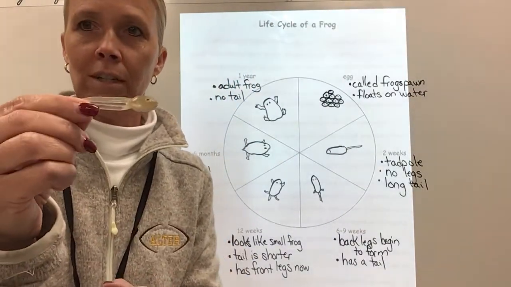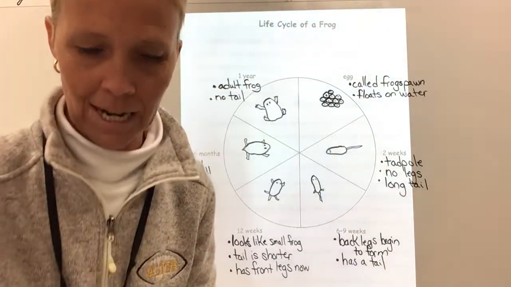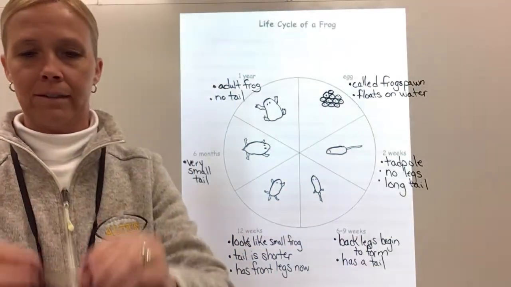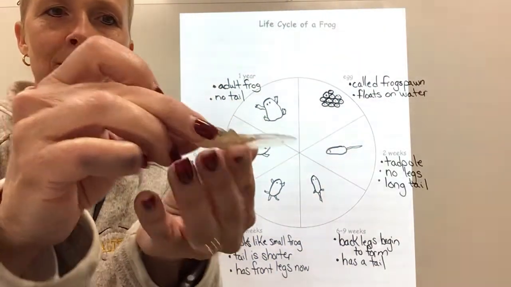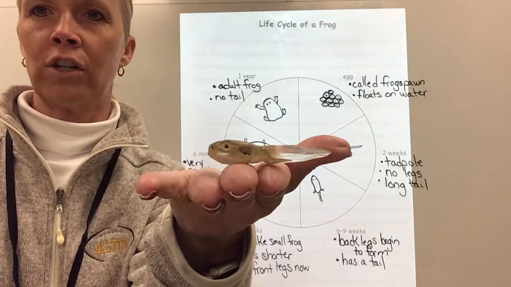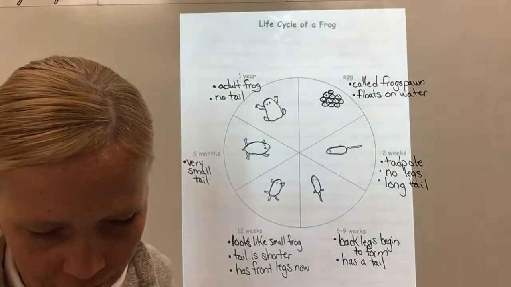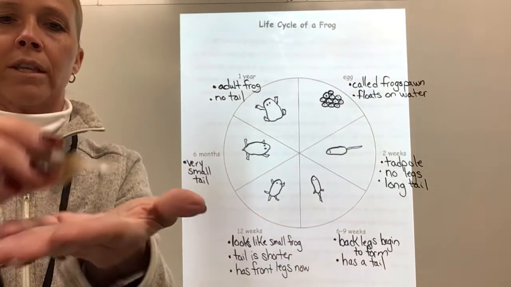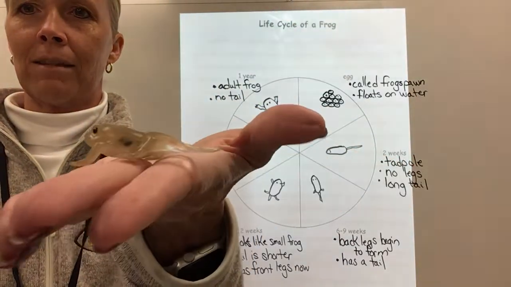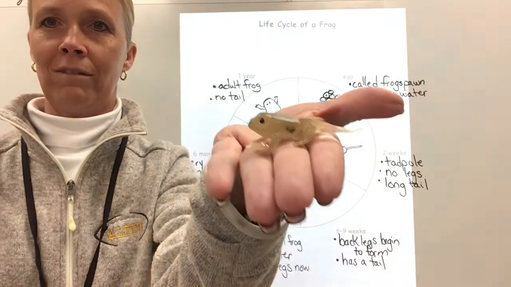This one was your tadpole. Okay, that's what it would look like as a tadpole. Then we had 6 to 9 weeks. It looked like that. See, it has the back legs and a longer tail. And then 12 weeks looked more like this one. Okay, we have front legs, back legs, and a little bit of a shorter tail.